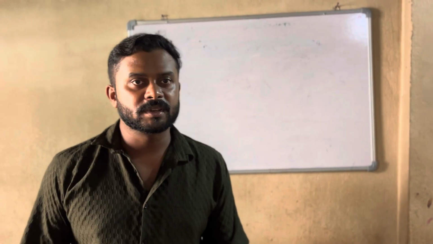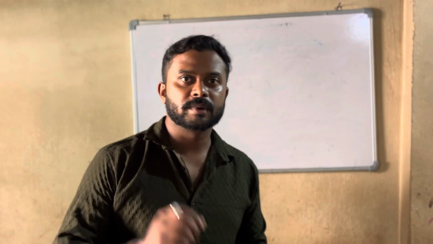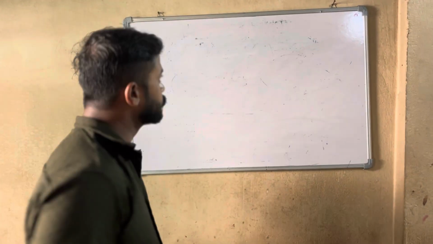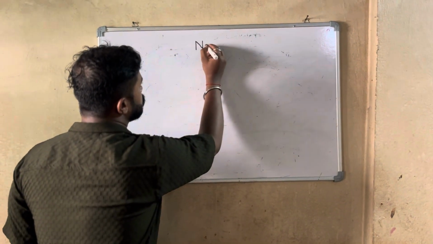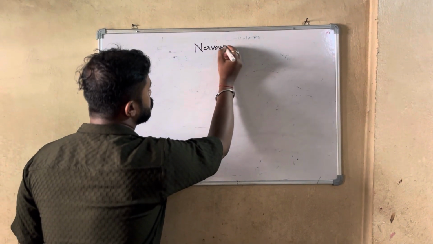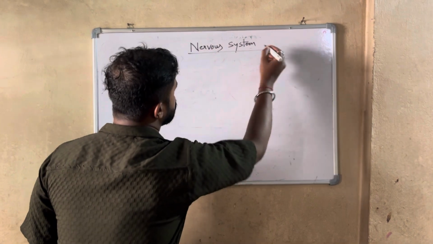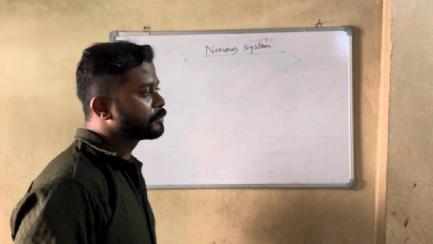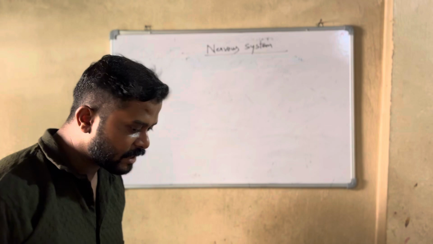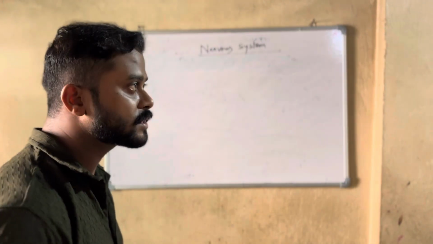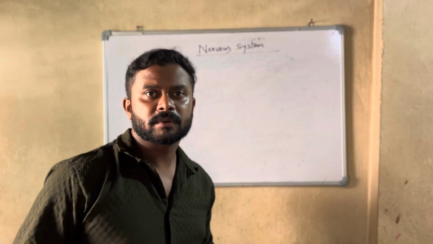Today, my topic of discussion is the nervous system, which is very important for NEET. Our topic of discussion is the nervous system. At first, the nervous system is categorized into two major categories. At first, we have to clear the concept about the nervous system.